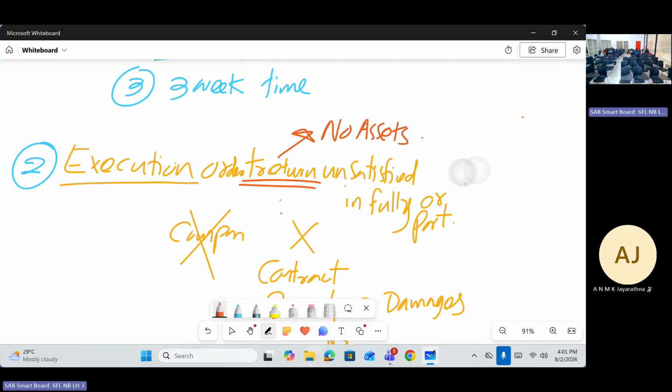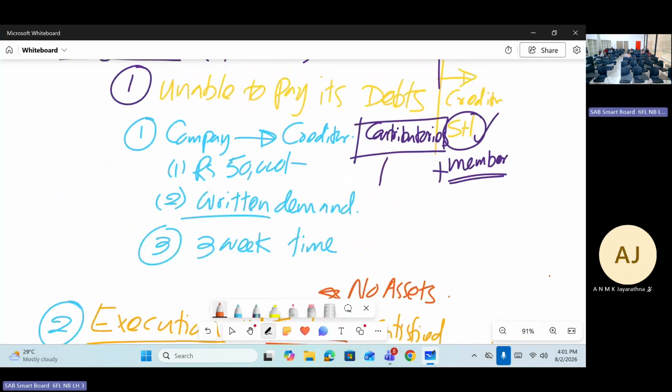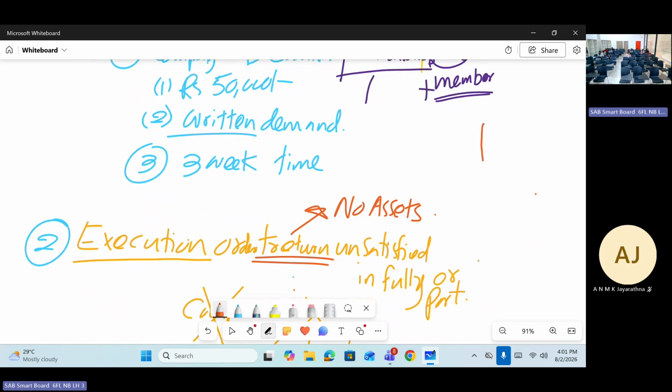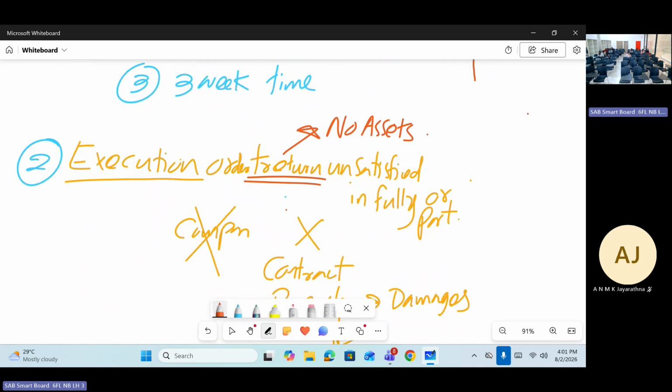Under unable to pay its debts, the first one is this: a written demand for 50,000 rupees, and the company is unable to pay within 3 weeks. Then the execution order is returned unsatisfied in full or in part. Again, we can say the company is unable to pay; that's why the execution order is returned.